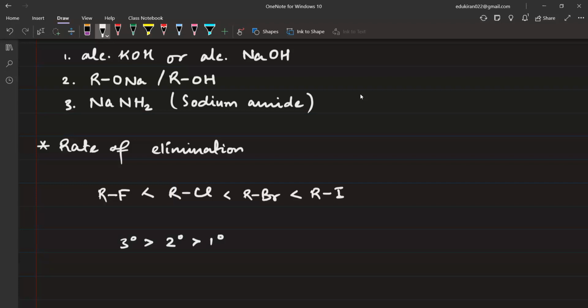This is for the alkyl halide. This is for halogen atoms. This is when you have a different halogen atom, and the second case, 3-degree, 2-degree, 1-degree, is when the alkyl group is different.